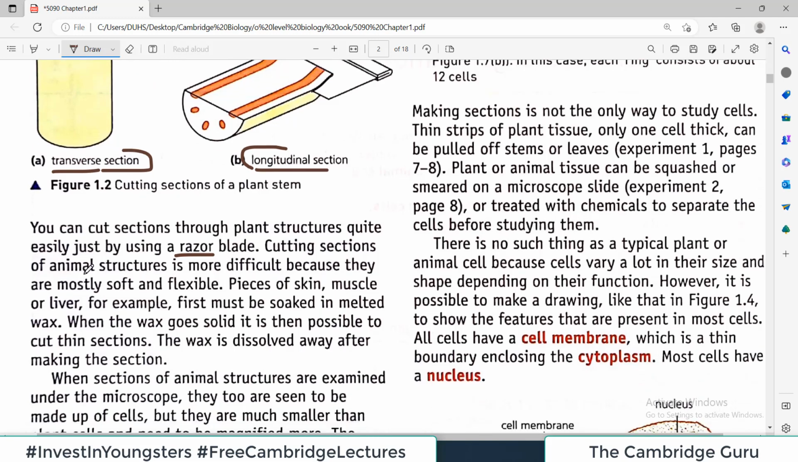But cutting sections of animal structures is more difficult. Why? Because animal structures are usually very soft and flexible. For example, liver, muscles, kidneys. If you want to cut them, it's difficult because they are very soft. They move here and there. So in order to prevent such movement, what we do is we use a wax.